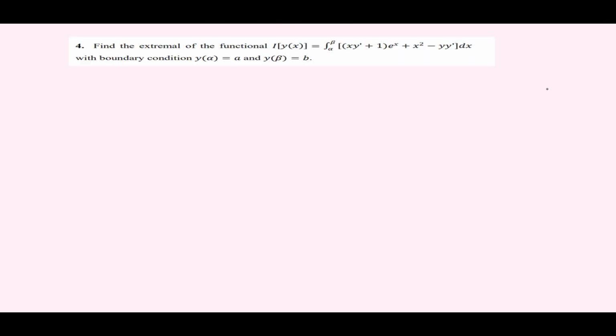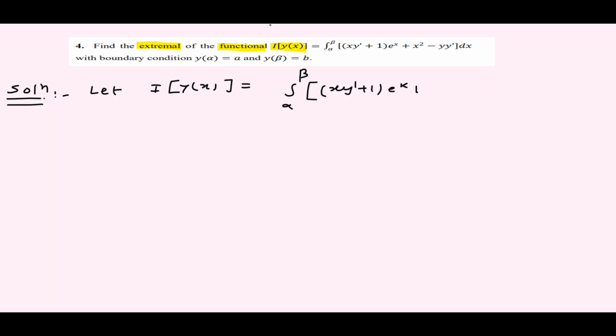Now in problem 4, we need to find the extremal of the given functional I. So first of all, let us consider the given functional I of y of x is equal to the integral from alpha to beta of x y dash plus 1 multiplied to e to the power of x plus x square negative y dash dx, with boundary conditions y of alpha is equal to a and y of beta is equal to b.